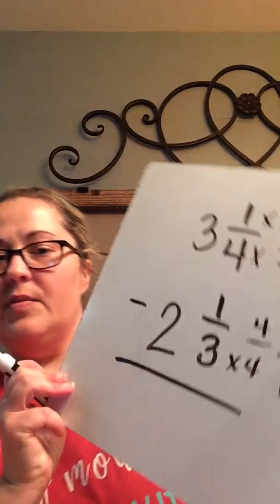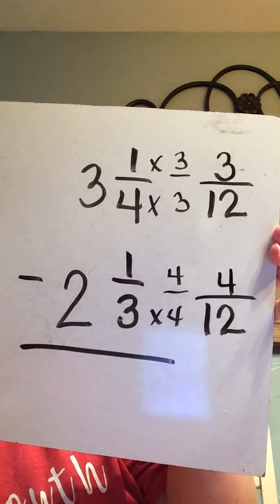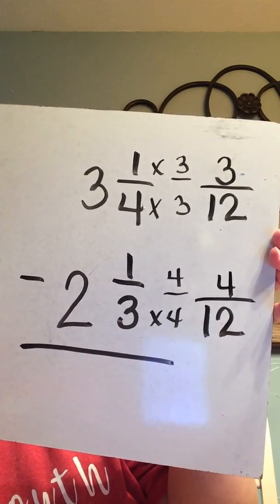And as we've discussed the previous days, we need to write down the multiplication fact that's going to help us get from 4 to 12. So we're going to do times 3 on top and bottom. And then we're going to do times 4 on top and bottom in the bottom fraction. Okay? So now, when you see this, we have 3 and 3/12 minus 2 and 4/12.